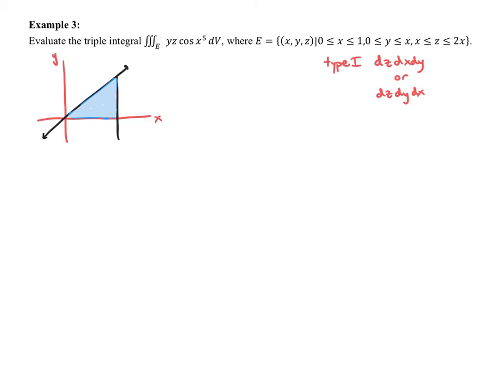I'm going to go ahead and write it the way it's written, which is that you take x from 0 to 1, you take y from 0 to x, you take z from x to 2x, and the function is yz cosine of x to the 5th, and we have dz dy dx. So that would be one option.